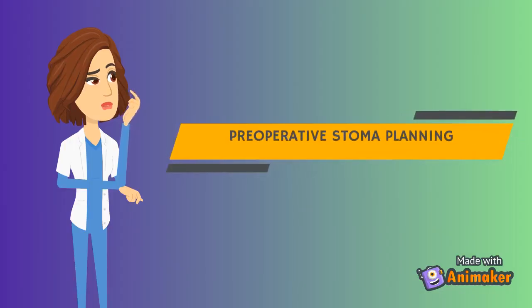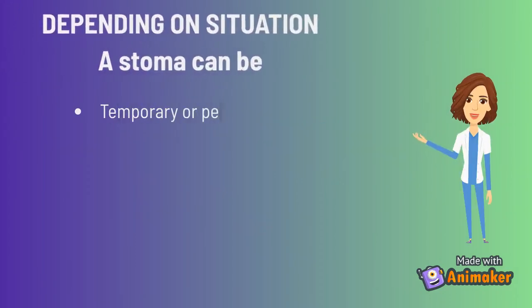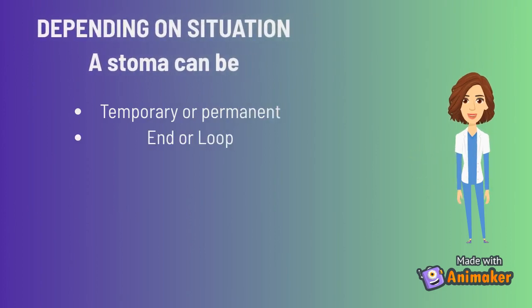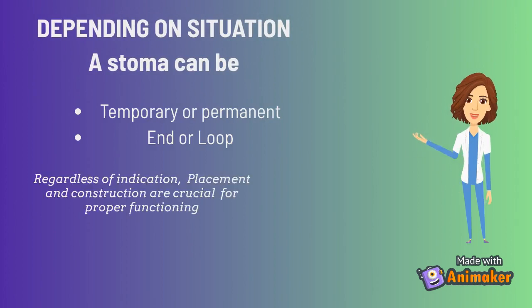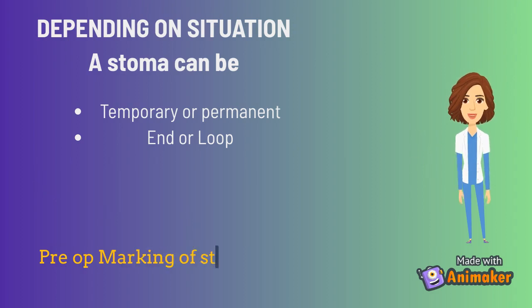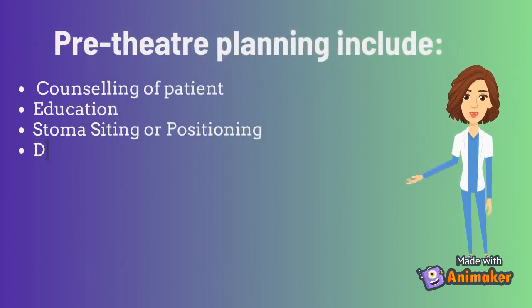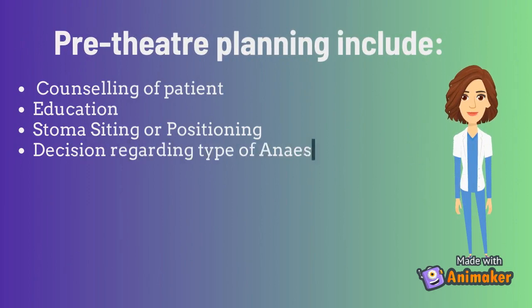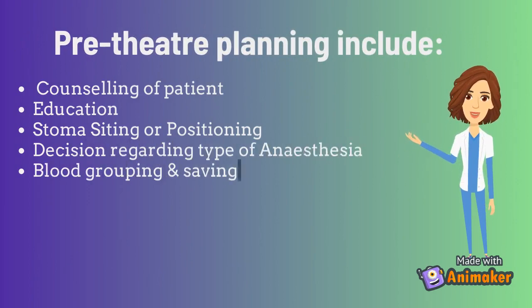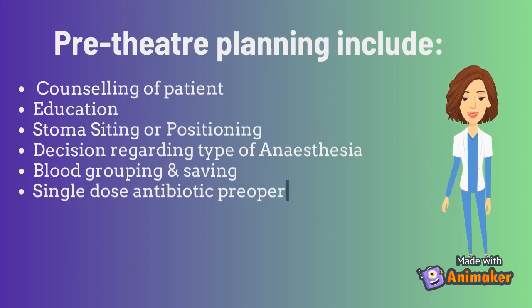Now let's discuss preoperative stoma planning. Depending on the situation, a stoma can be temporary or permanent, end or loop. Regardless of indication, placement and construction are crucial for proper functioning of the stoma. Pre-op marking of the stoma site is essential. Pre-theater planning includes counseling of the patient, education, stoma siting or positioning, decision regarding type of anesthesia, blood grouping and saving, and a single dose of antibiotic pre-operatively.